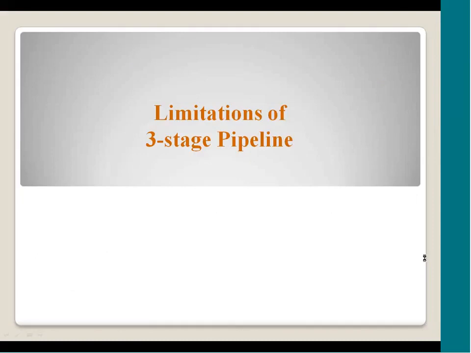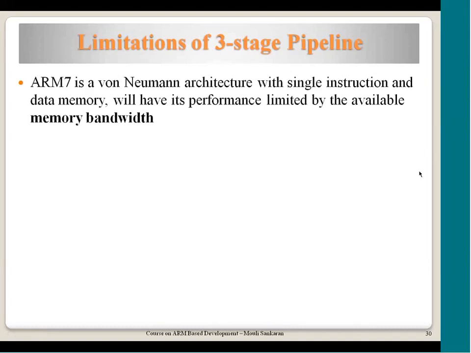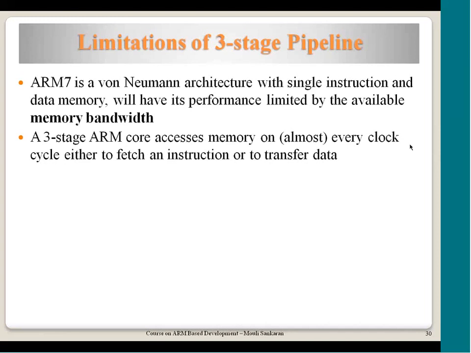So just to summarize, what are the limitations to the pipeline? Because of the ARM architecture with a single instruction and data memory, its performance is limited by the available memory bandwidth. So the ARM core accesses memory on almost every cycle, because it could be for accessing the instruction or it could be for accessing the data.